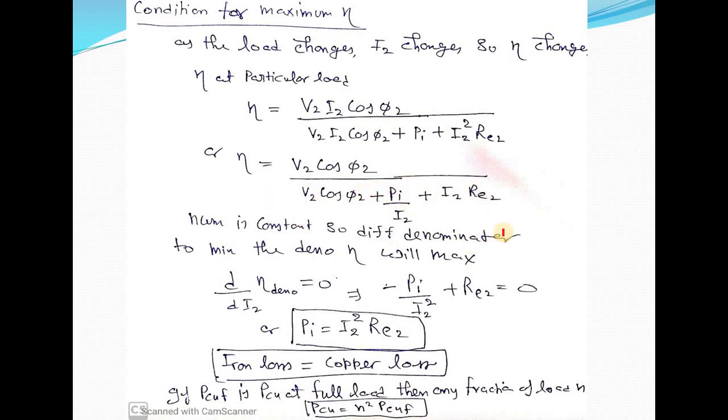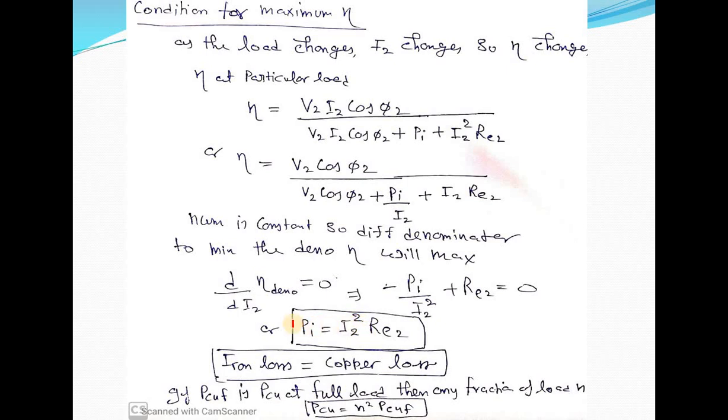So numerator is constant, denominator depends upon I2. So if we differentiate this denominator with respect to I2 and put it equal to 0, it will give the condition for the maximum or minimum. So we can differentiate this. This is a constant, so by differentiation, minus Pi upon I2 squared plus Re2 is equal to 0. So Pi becomes I2 squared Re2.